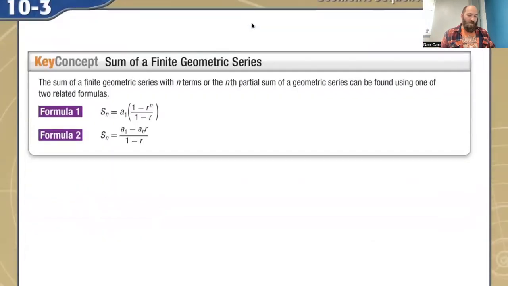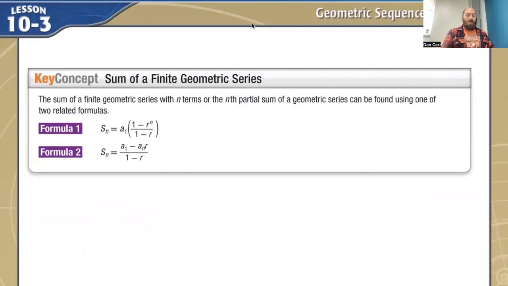Okay, so let's first look at these two formulas. These are going to tell you the same exact thing. This is the sum of a finite geometric series with n terms, so it has a beginning and an end, or it's also called the nth partial sum of a geometric series, and can be found using one of these two. You can use either one. It always just depends on what information you have, and what's going to be easier to set up.